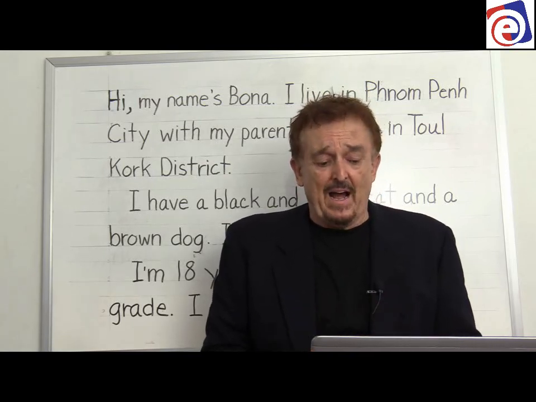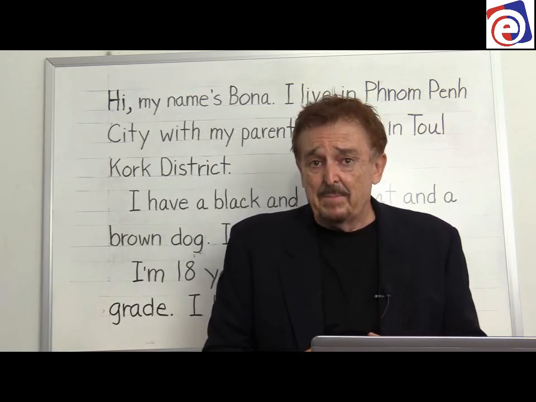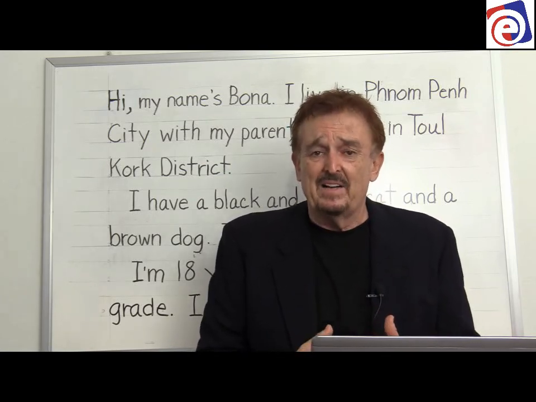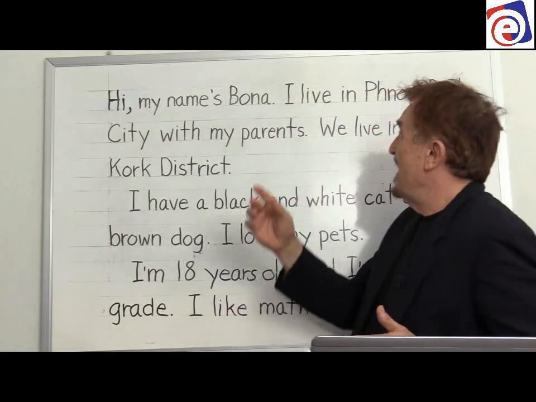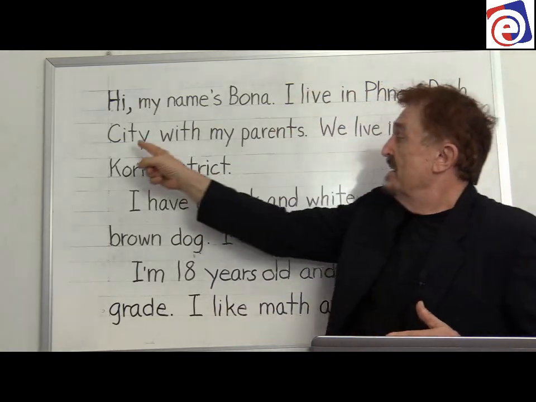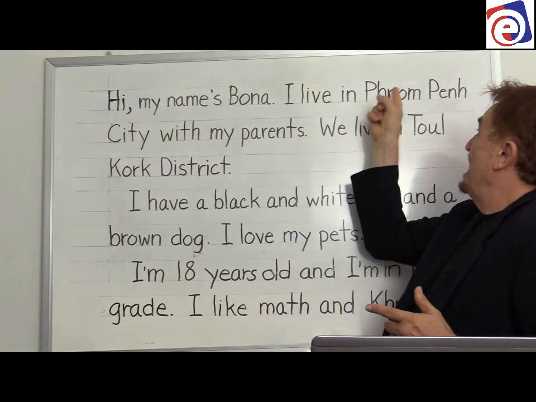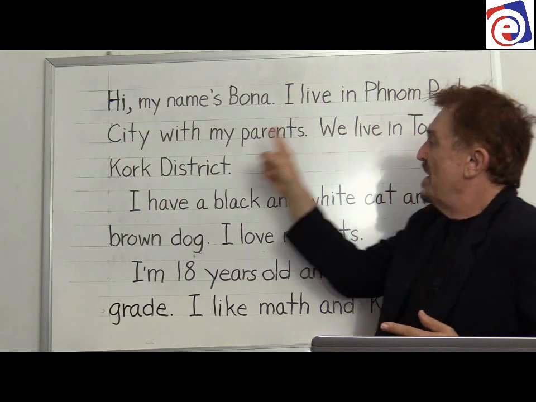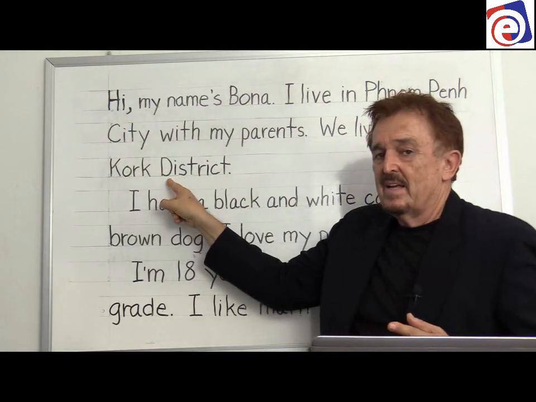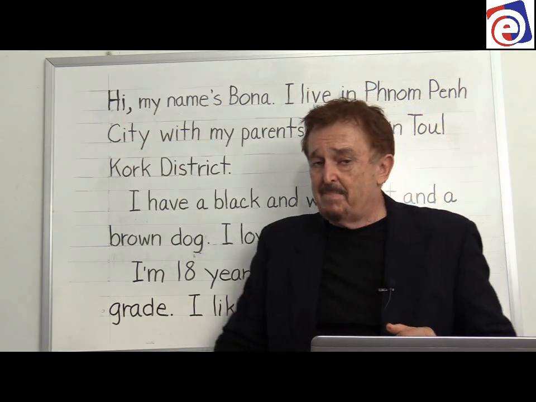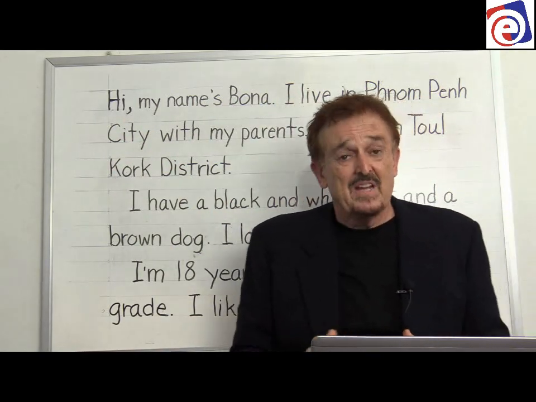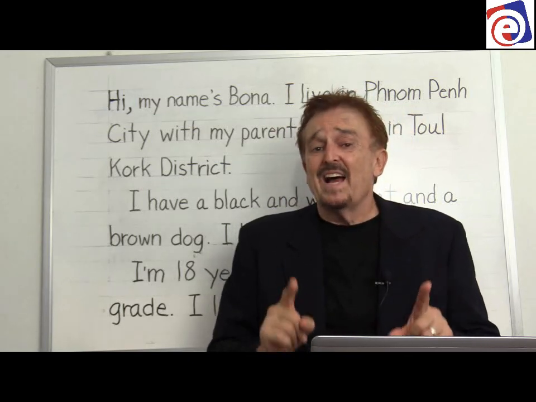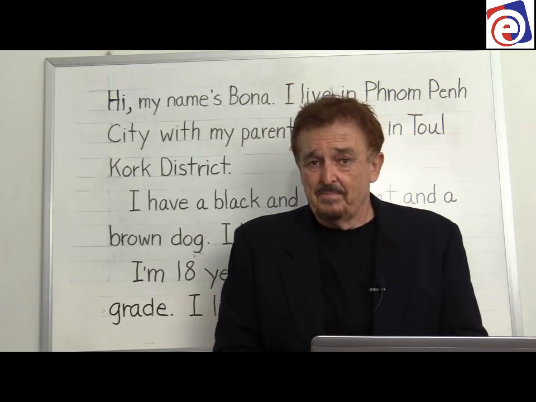Also, proper nouns, which are the names of people, places, and things, they must also have capital letters. For example, Phnom Penh city. Capital P, capital C. Tuol Kork district. That's the name of a district in Phnom Penh. So these are proper nouns. They must have a capital letter. All the other letters are small.